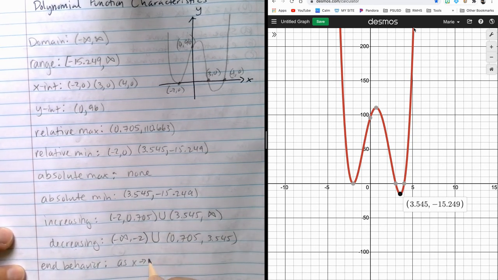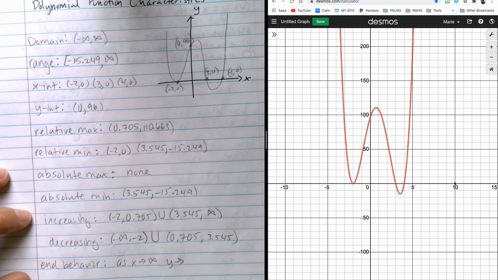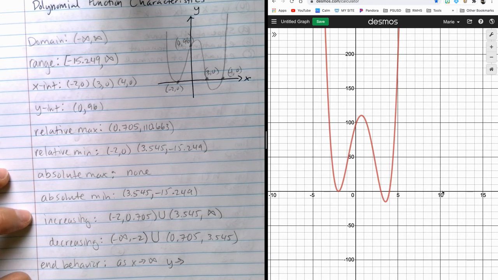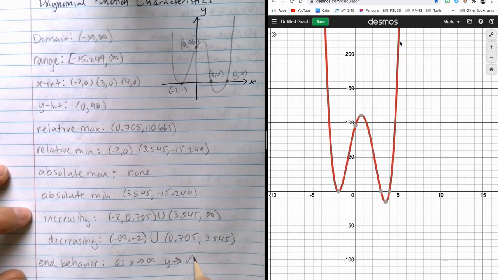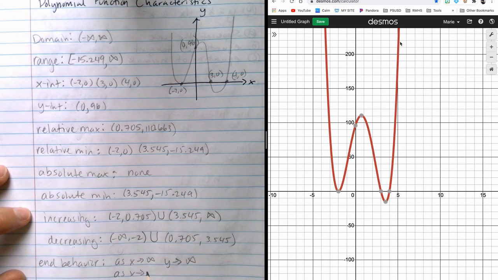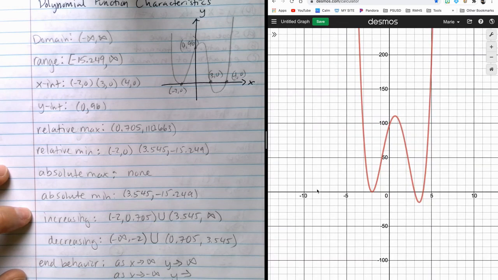Last but not least, let's look at end behavior. As x approaches positive infinity, that's the right side here, the x-axis right here, what do our y values approach? That's up here. We can see it's going to be positive infinity. As x approaches negative infinity, that's the other side over here, what are the y values approaching? Also positive infinity.